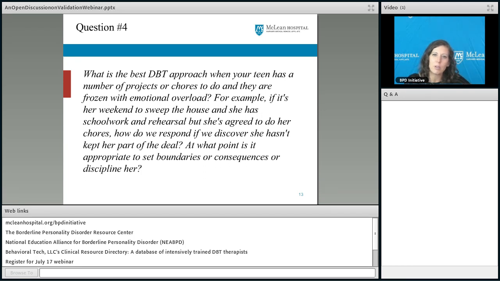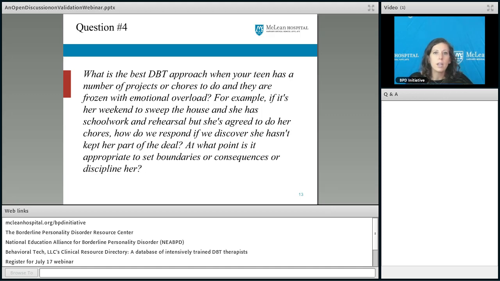All right, so the next question is, what is the best DBT approach when your teen has a number of projects or chores to do and they are frozen with emotional overload? For example, if it's her weekend to sweep the house and she has schoolwork and rehearsal, but she's agreed to do her chores, how do we respond if we discover she hasn't kept her part of the deal? And at what point is it appropriate to set boundaries or consequences or discipline her?